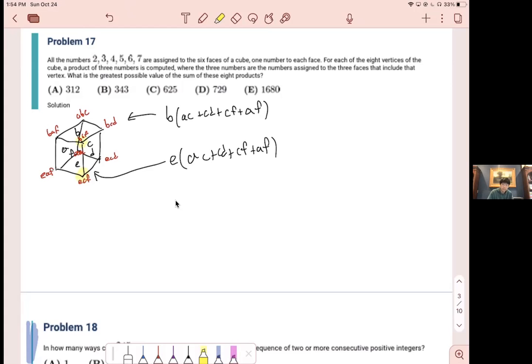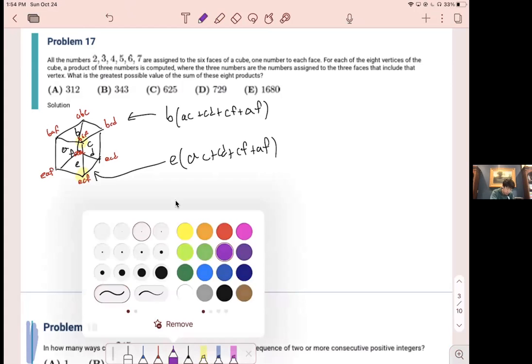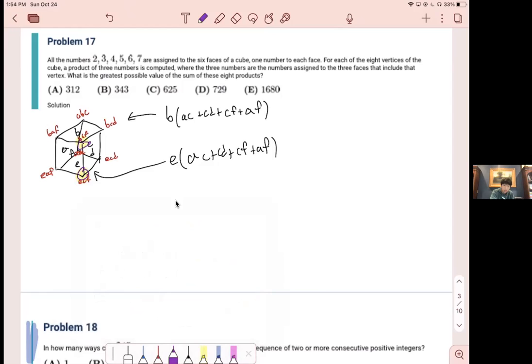And this makes sense because the values at these 2 vertices, for example, share 2 faces which they're adjacent to, and then the other faces are B and E. So one of them is going to be B times DF, and the other one is going to be E times DF. So that means that the total sum is B plus E times (AC plus CD plus CF plus AF).